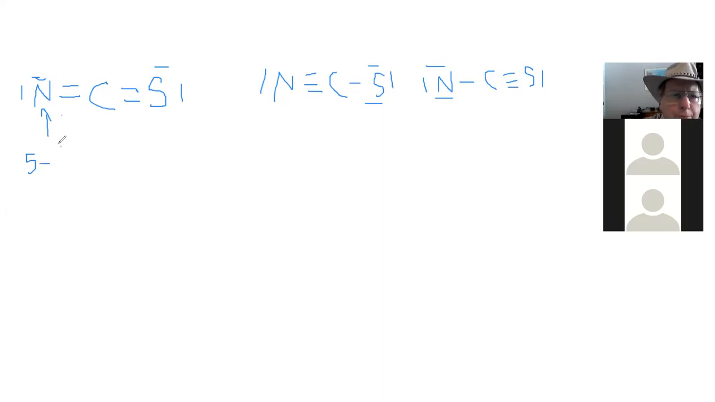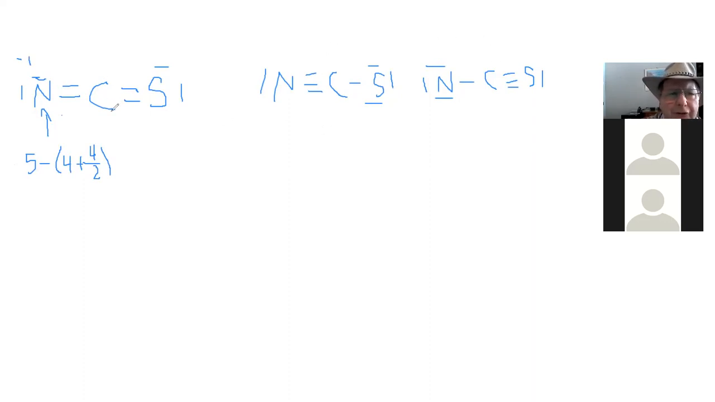All right, Gabe, how many lone pair electrons are around this nitrogen? 2 pairs, how many electrons? 4. 4 electrons, plus how many bonding electrons? 4, right? So what is the charge on this nitrogen? -1.